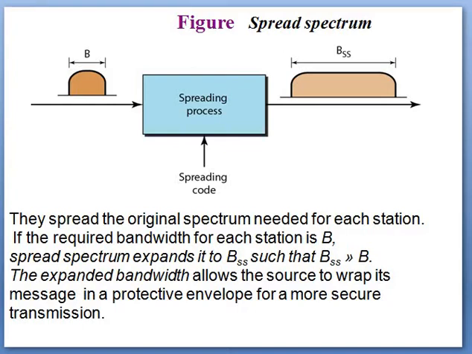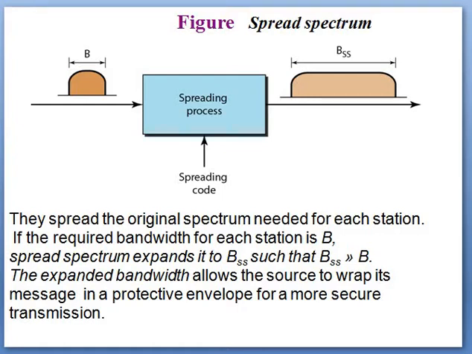If the required bandwidth for each station is B, then spread spectrum expands it to B_SS, such that B_SS is always greater than B. The spreading process uses a spreading code and spreads the bandwidth. The spreading code is a series of numbers that look random but are actually a bit pattern called a pseudo noise sequence, that is, the PN sequence. Here in this diagram, the same thing is noted.